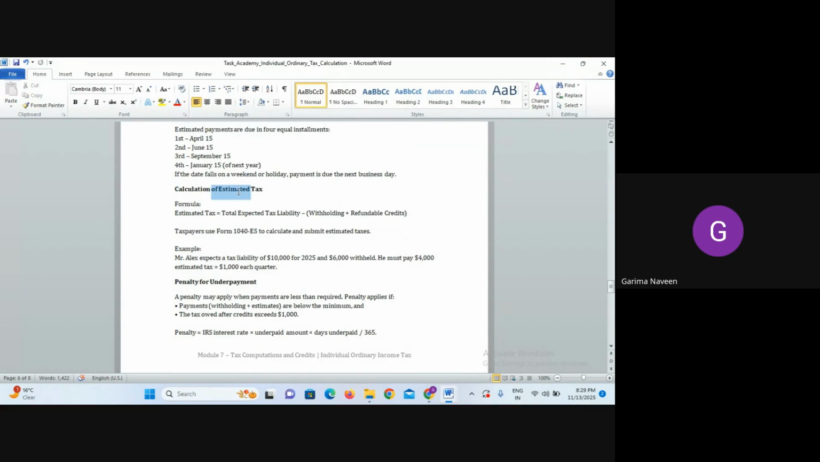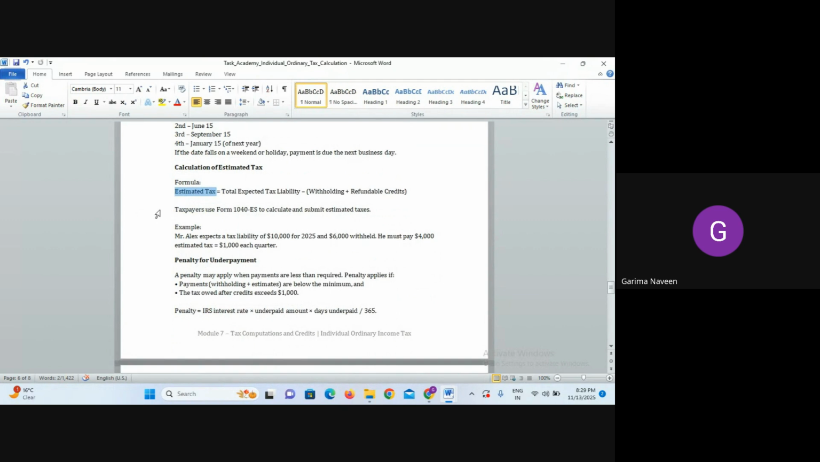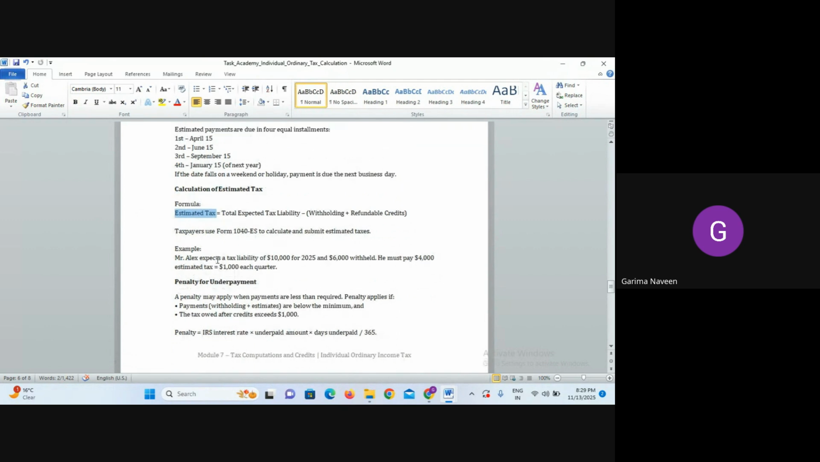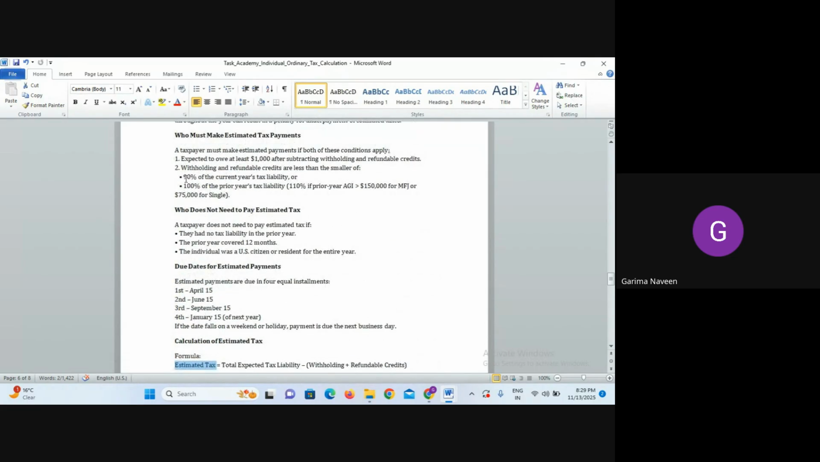So how is estimated tax calculated? Your total expected tax liability, subtracting your withholding and refundable credits, leaves you with the estimated taxes. Okay. So your estimated taxes should be up to 90% of your current tax liability or up to 100% of your prior tax liability.